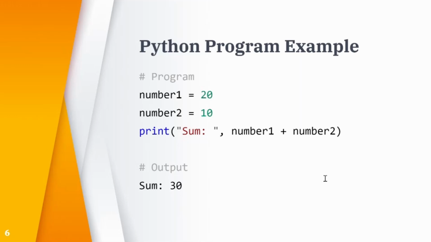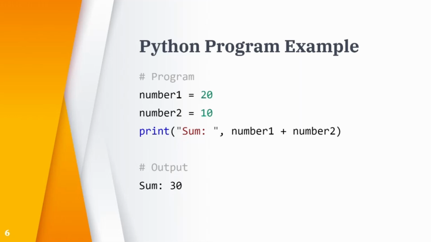So in this program, I don't expect you to understand the syntax, but just follow along. So we're creating a variable called number1 equal to 20, and a variable called number2 equal to 10. And we're going to print, which is outputting to our terminal, sum, and then number1 plus number2. And as we expect, we get sum 30.